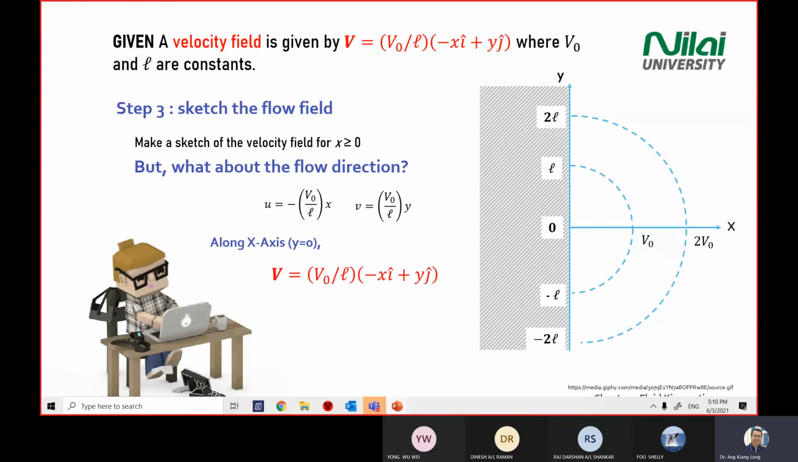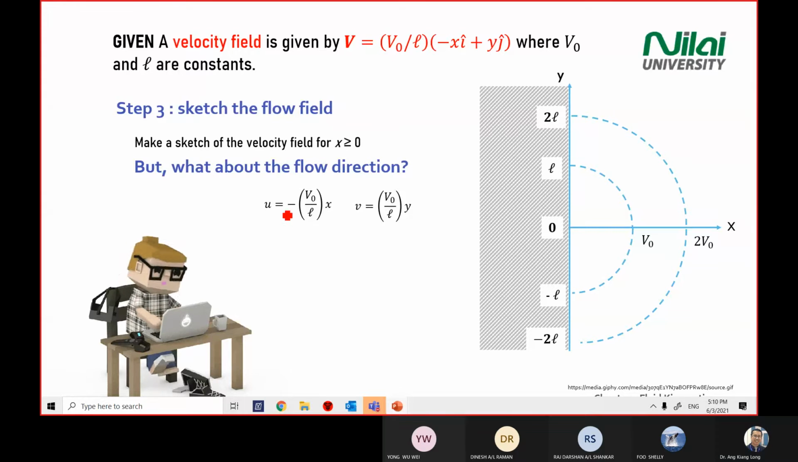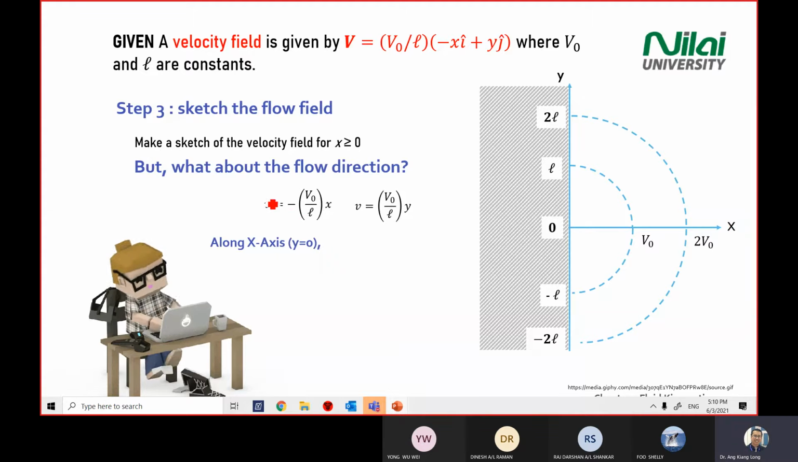Go back to our question again. So you have your u and v again. Along the x-axis, where your y value is 0, you look at your u and v components again. So along the x-axis here, your y value equals 0. So this one, your v will be 0 because y equals 0.